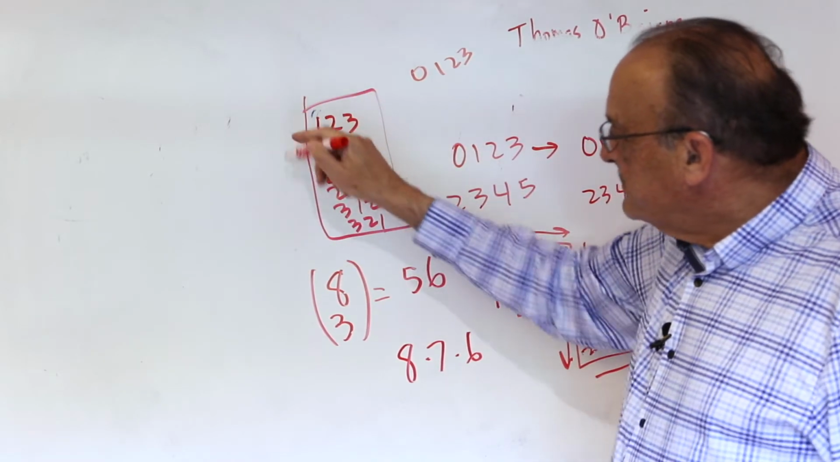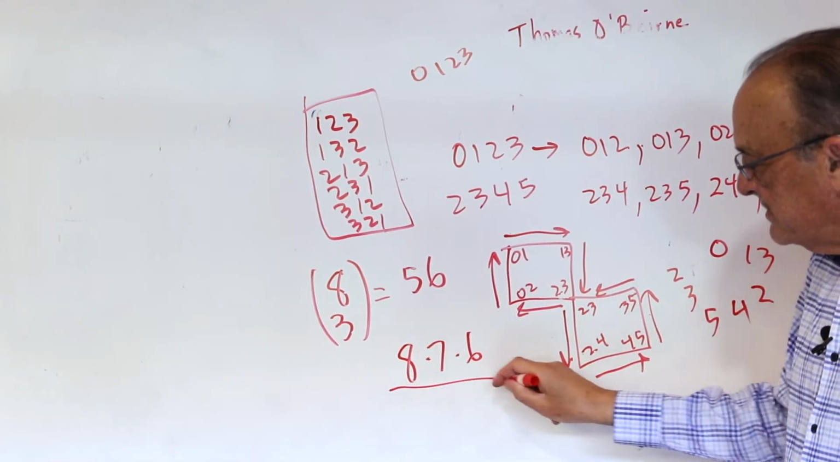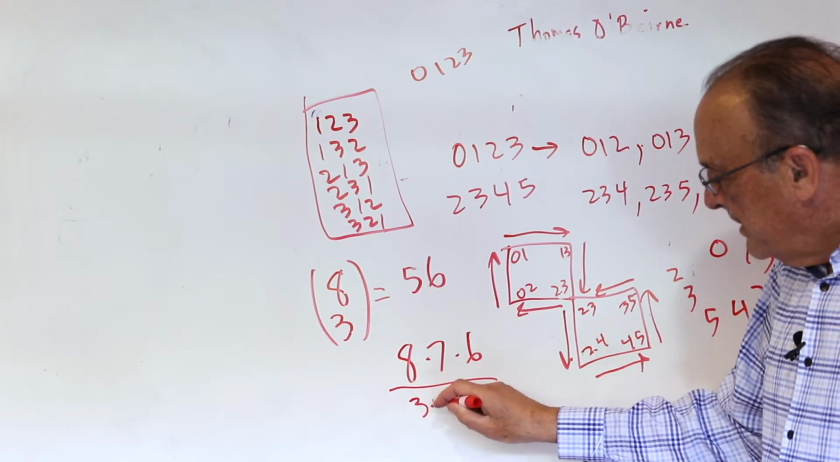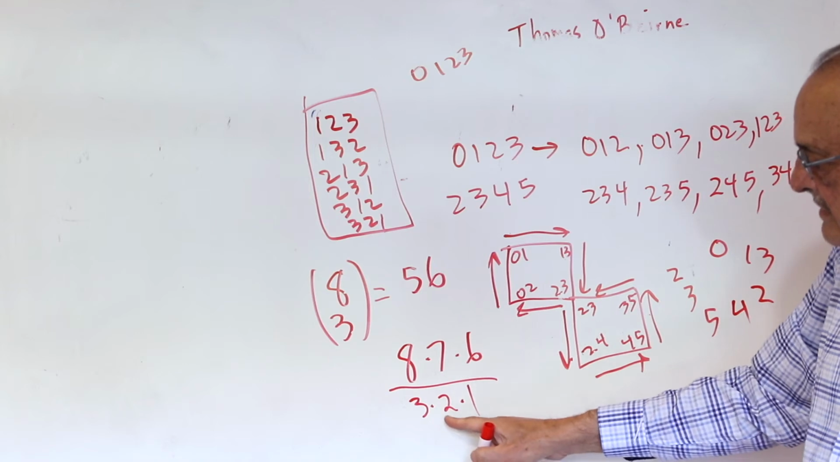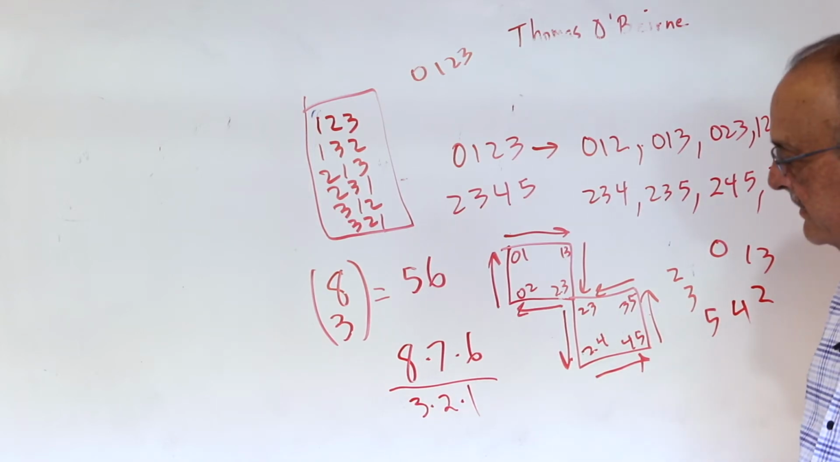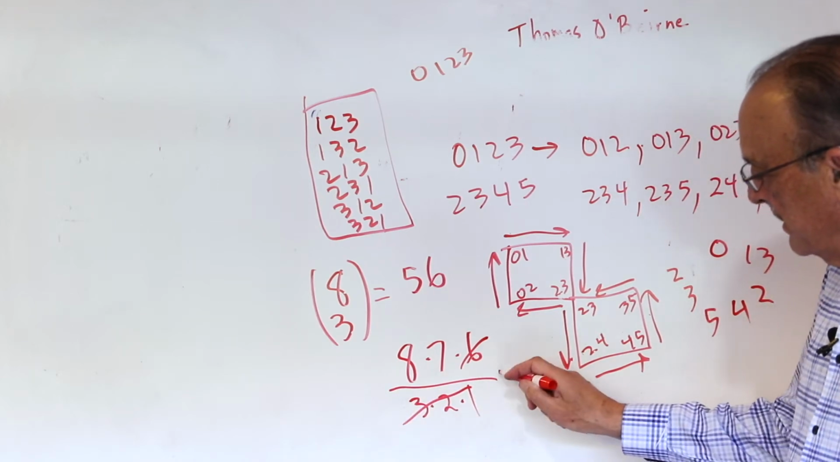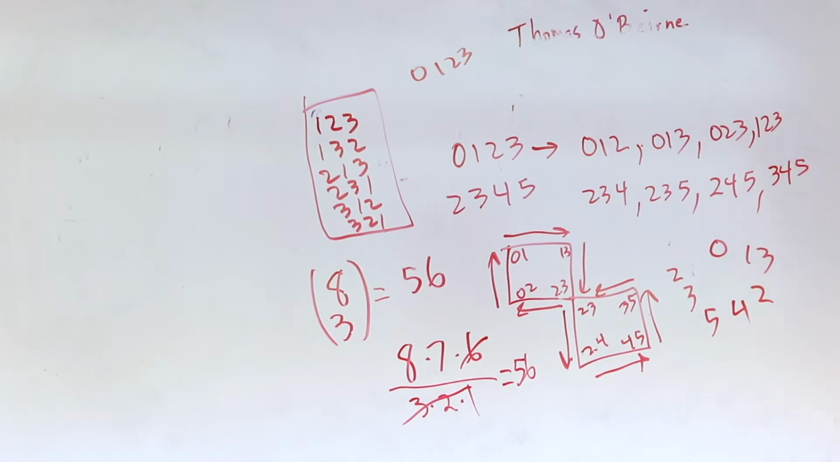So we want to count this as 1 combination, not as 6 combinations. So we have to divide by 6. And we can write it like this: 3 times 2 times 1. There's 3 things that could have been first here, 2 things that could have been second, and 1 remaining thing after that. So it turns out this 6 and this 6 cancel, and we do get 56. So there's 56 combinations.